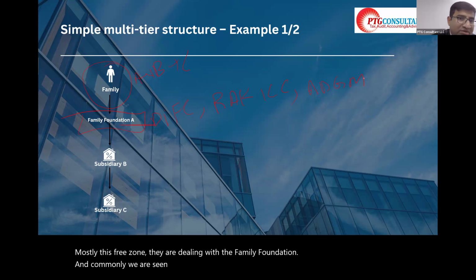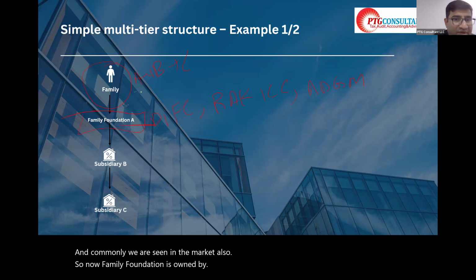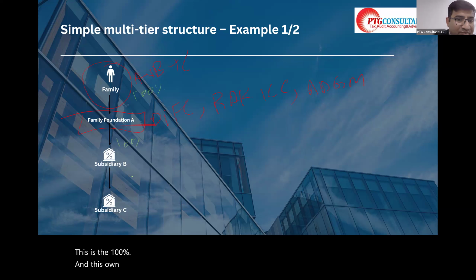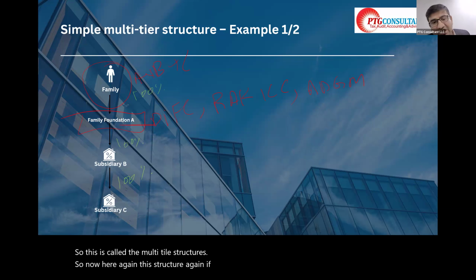And commonly we see it in the market also. So now the family foundation is owned 100% by A, and this is owned 100% by B, and this is owned 100% by C. So this is called the multi-tier structure. Again, this is one of the simple conditions.